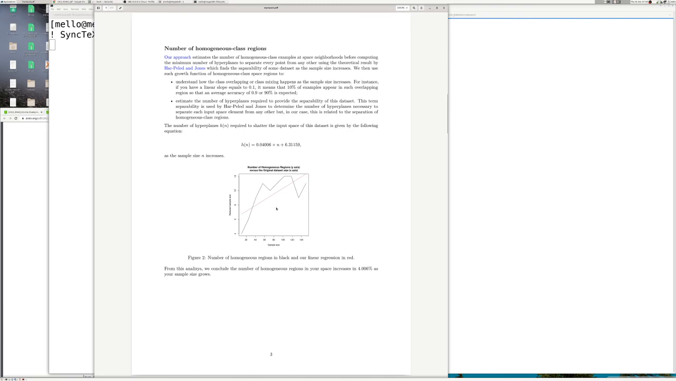Here you have the estimation of the number of homogeneous class regions. So as we increase our sample size, how does the number of homogeneous class regions behave? Here we have some analysis on that, such as 4% of the points belong to the class overlapping regions.